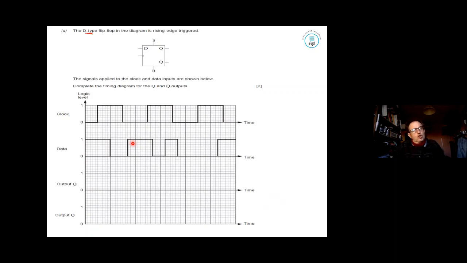Right, that leads us on to basically the D-type flip-flop. As I said before in the introduction, with a D-type flip-flop, whatever's on the D input will go to the Q, but it only happens when you have a rising edge going in on the clock itself.